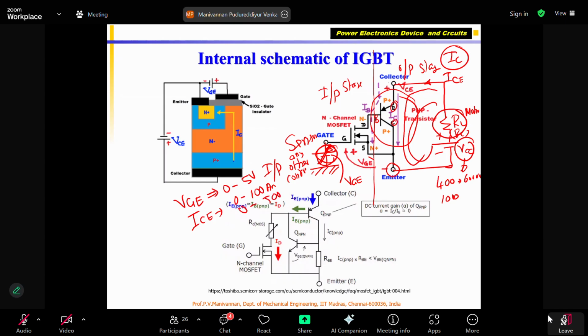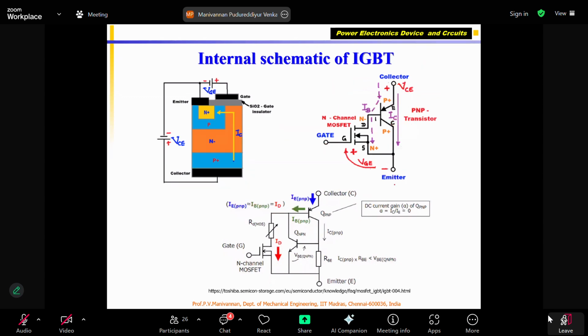So that is why the IGBT is called a voltage controlled semiconductor device for high voltage application. Let me clear this. You can take the picture, note it down, correct? So here I am giving the input voltage. This is my VGE, varied from 0 to 5 volts.